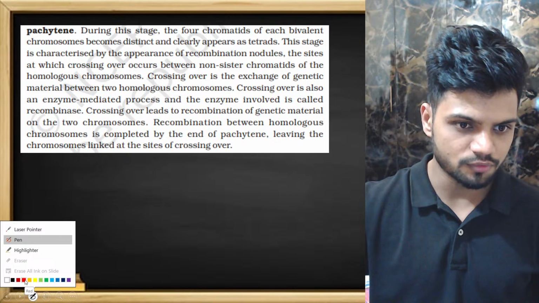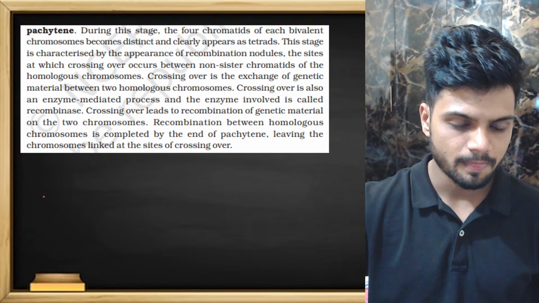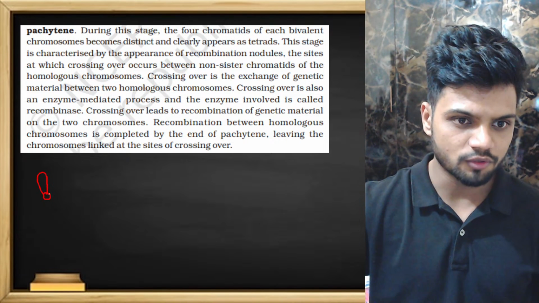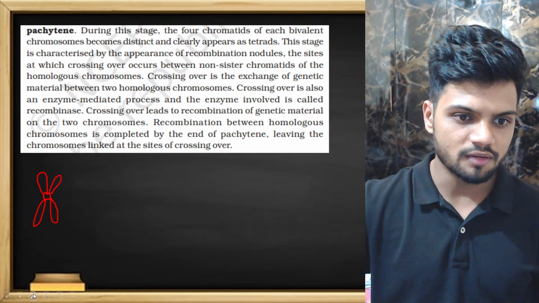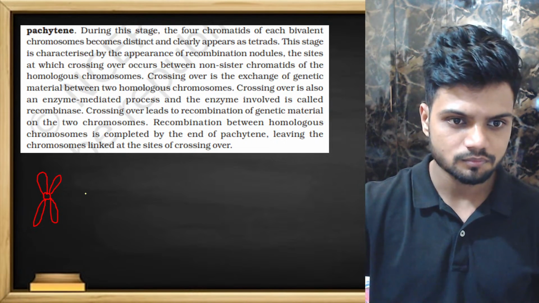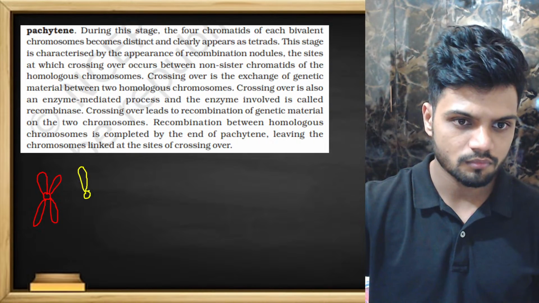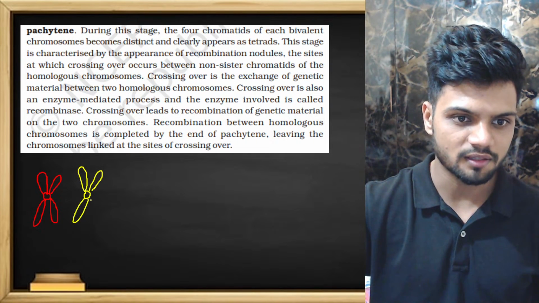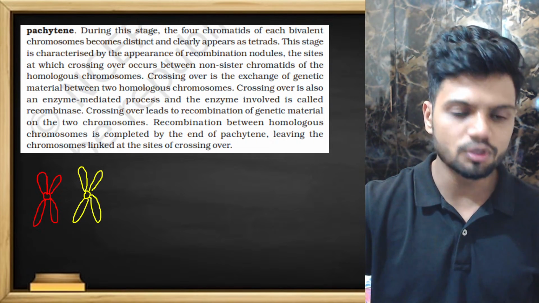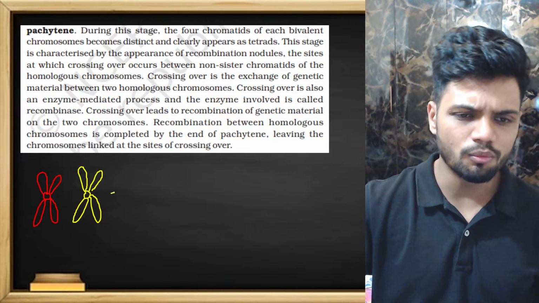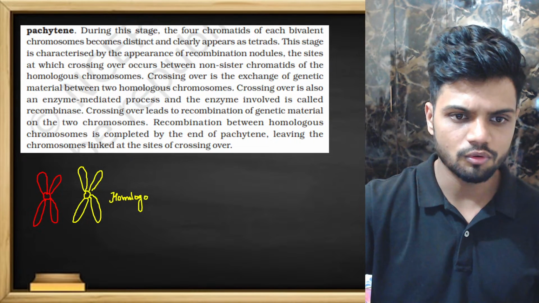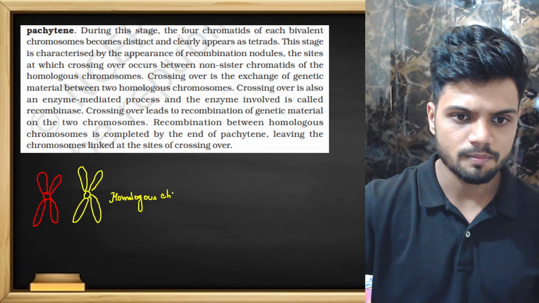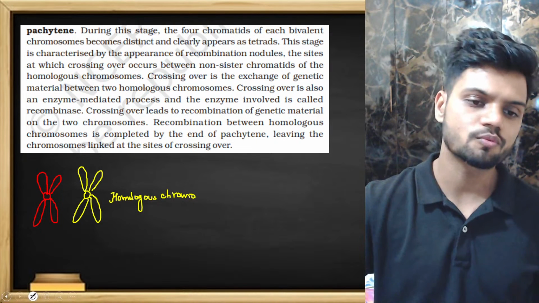We'll use color. I hope the color is visible, okay? Here we have one chromosome, and we have one more chromosome here. It became like Karnataka flag color, nice. We have two different chromosomes here. They are homologous chromosomes.